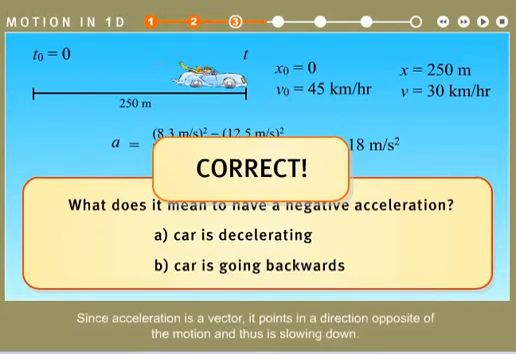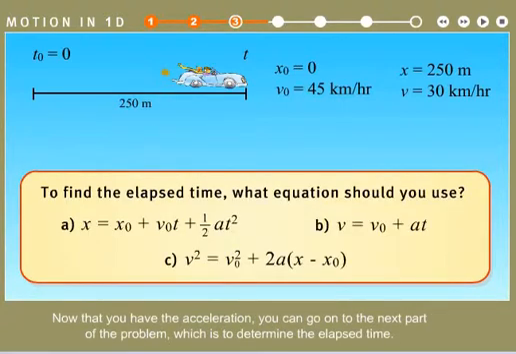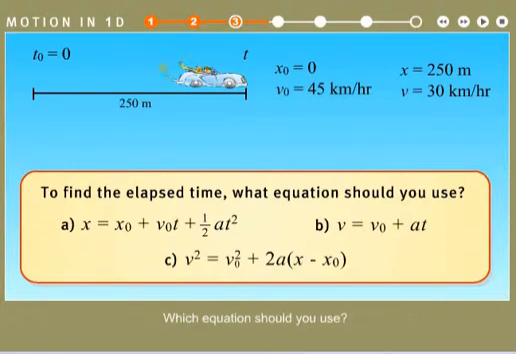Correct. Since acceleration is a vector, it points in the direction opposite the motion and thus is slowing down. Now that you have the acceleration, you can go on to the next part of the problem, which is to determine the elapsed time. Which equation should you use?